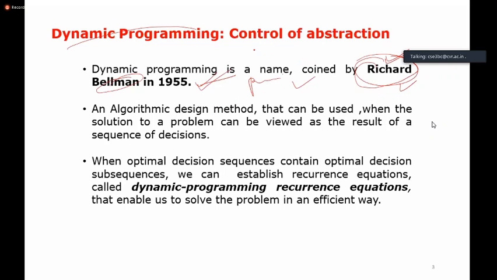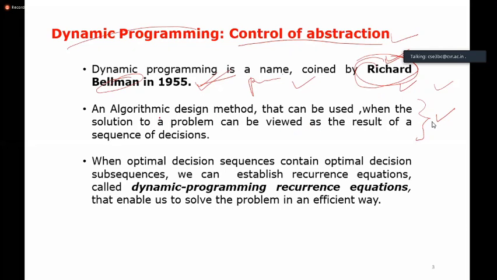In your examinations, we may ask you what is the control of abstraction of dynamic programming. It is that simple. Here there is no specific algorithm like in divide and conquer, which has a general method or control of abstraction. Greedy method also has a control of abstraction, a general method. Both terms mean the same. But here there is no specific algorithm, only these two points give you the control of abstraction. What do you mean by that?